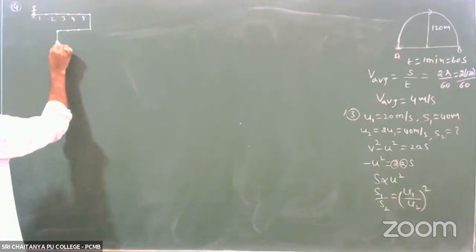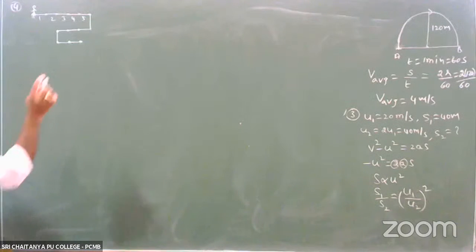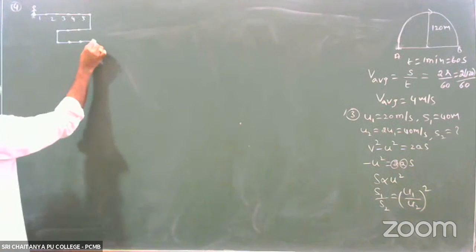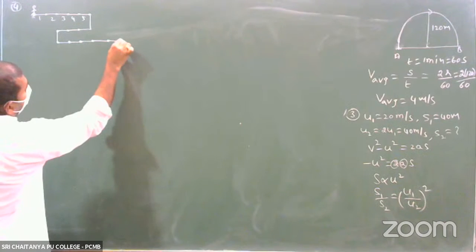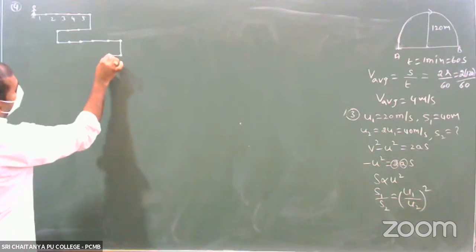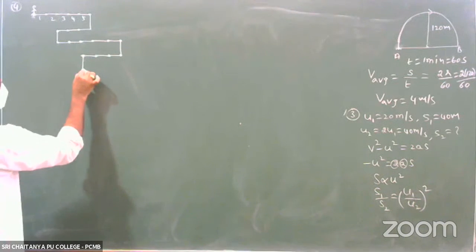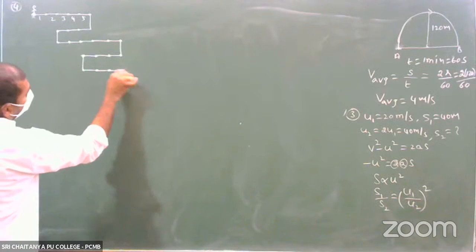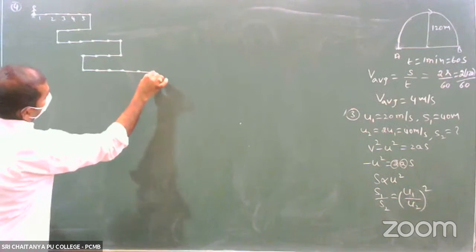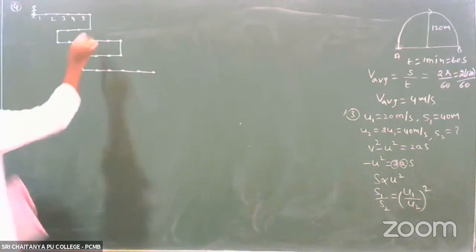Then see, 5 meters forward, 3 meters backward. Again you take 5 meters forward: 5 steps means 5 meters. Again 3 steps backward: 1, 2, 3. Again 5 meters, 5 steps forward. Now calculate: the pit is at a distance of 11 meters. Then totally how much distance is he covering?